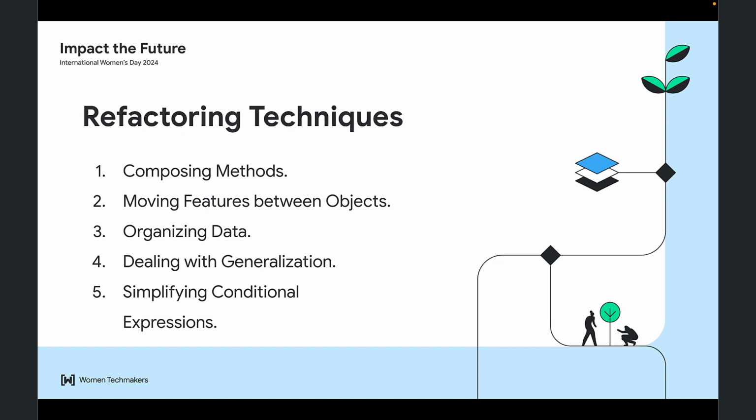And then we also have moving features between objects. So this technique basically shows how you can move functionality between classes. Like maybe you have, like we talked about the god class earlier, right? So you can extract the subscription class from the user class and ensure that there is separation of concerns for each class. So each class just has one responsibility it's focusing on.